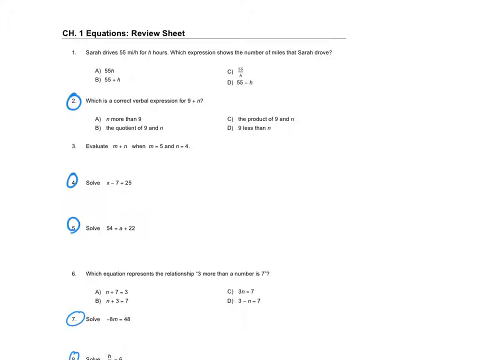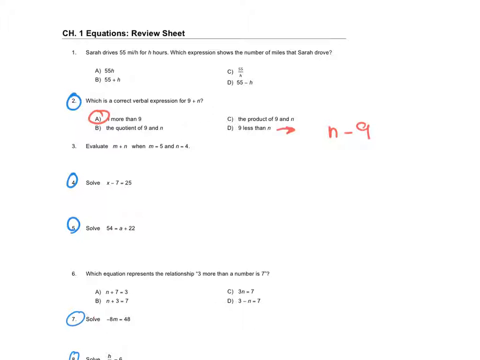So let's start with number 2. Which is the correct expression for 9 plus n? Well, 9 more than n or 9 plus n would be correct because quotient is division, product is multiply. And 9 less than n, which is important to know for the quiz also, would be n minus 9 because 9 less than n means you're taking 9 away from n.